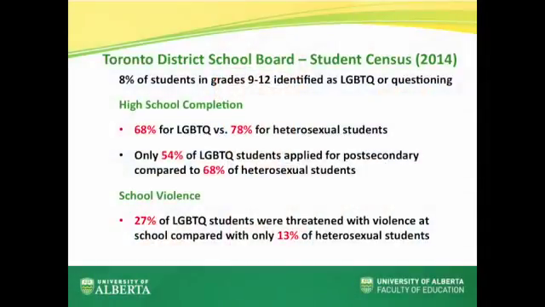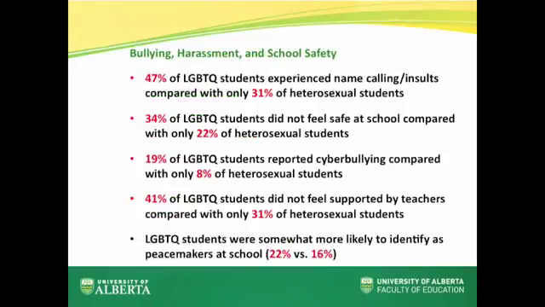When we think about school violence, 27% of LGBT students were threatened with violence at school, compared with only 13% of their heterosexual peers. On bullying, harassment and school safety, 47% of LGBT students experienced name-calling or insults, compared with only 31% of heterosexual students. 34% of LGBT students did not feel safe at school, compared with only 22% of heterosexual students. You're starting to see the pattern on all of these outcomes. LGBT students are faring worse than their heterosexual peers.